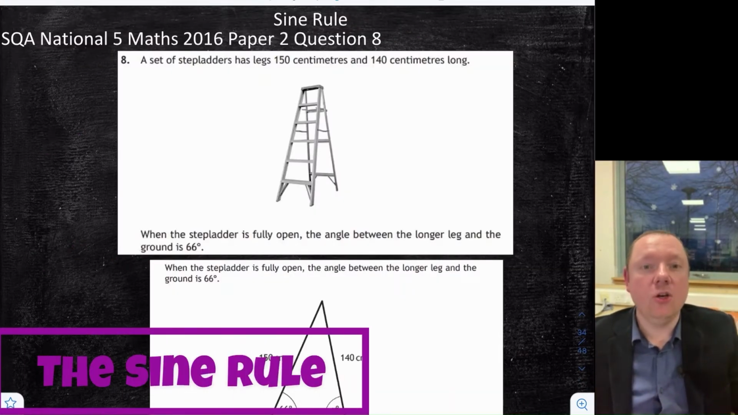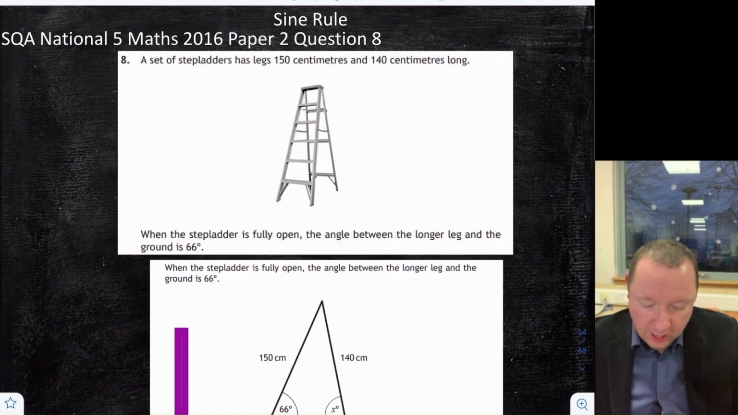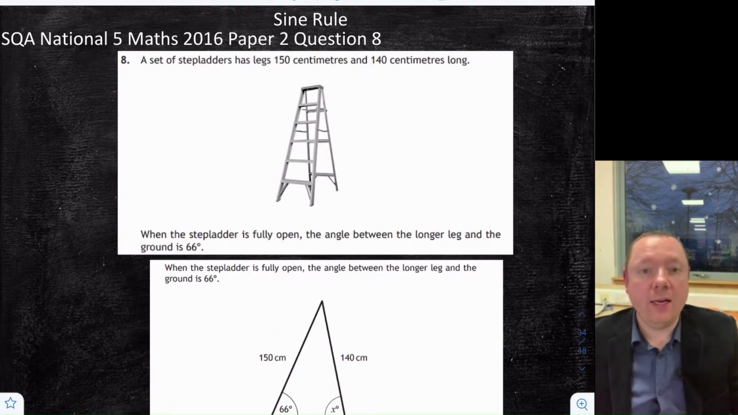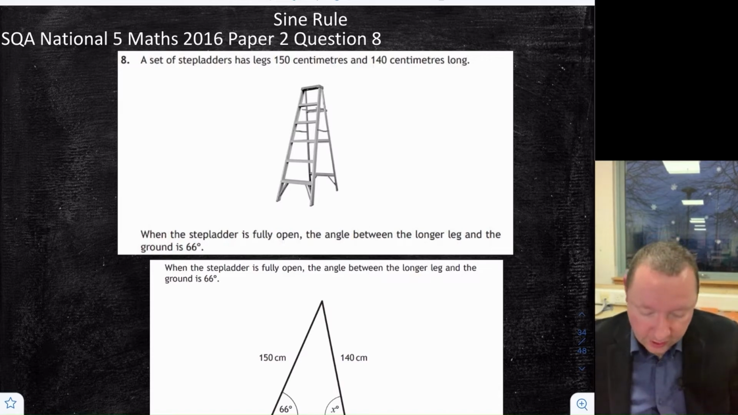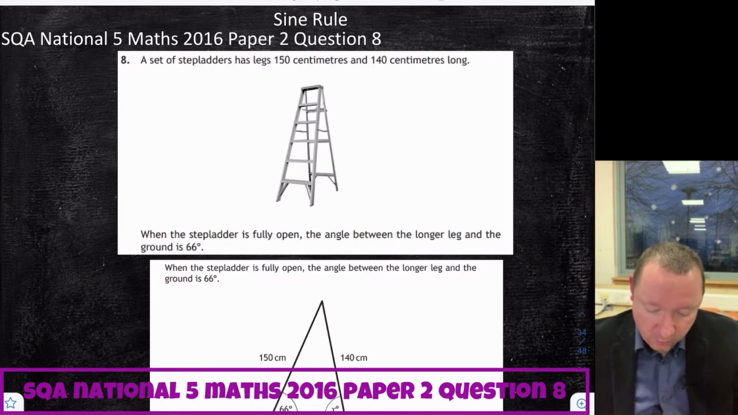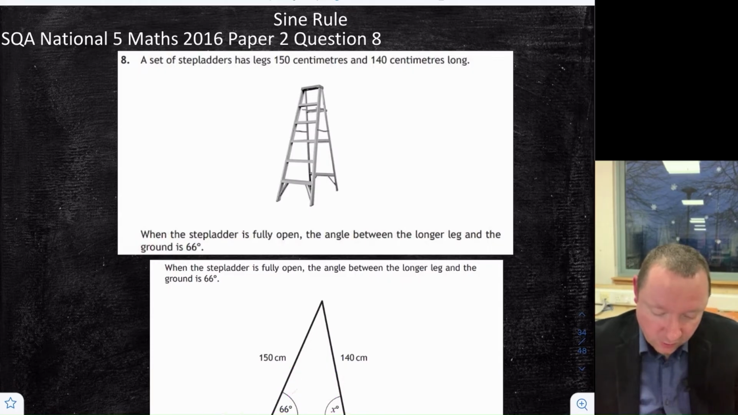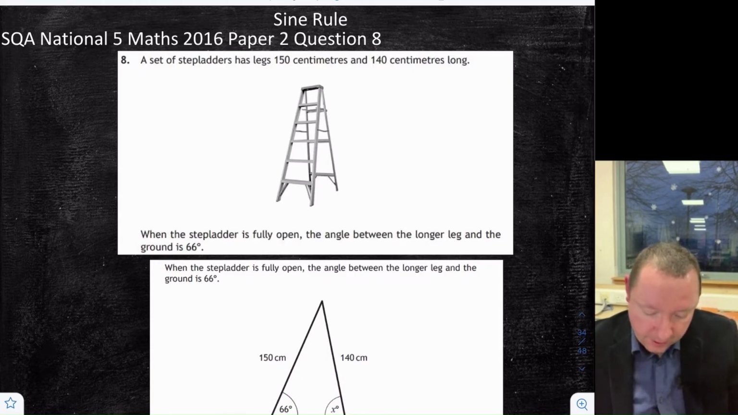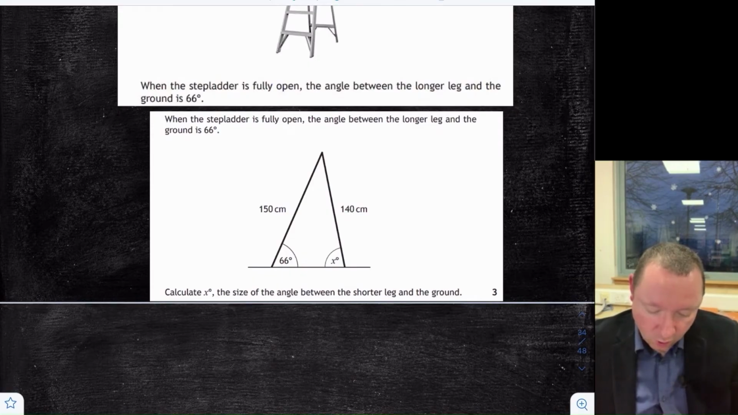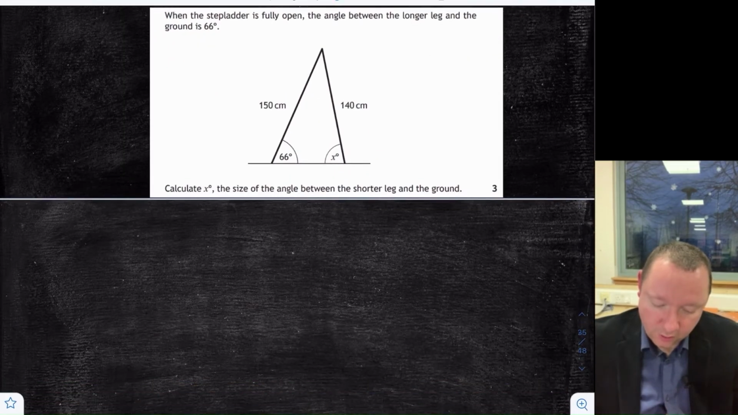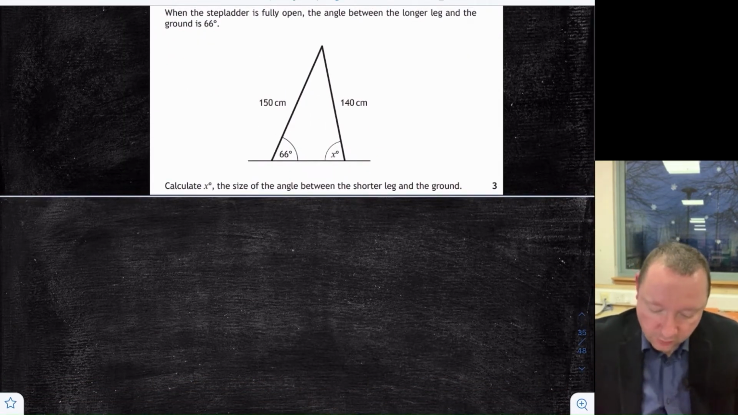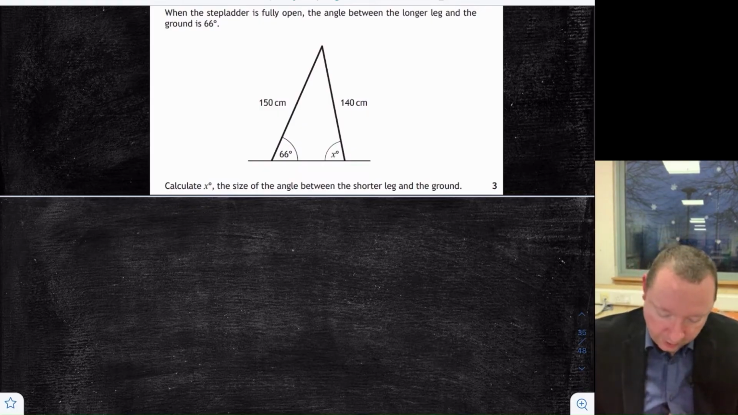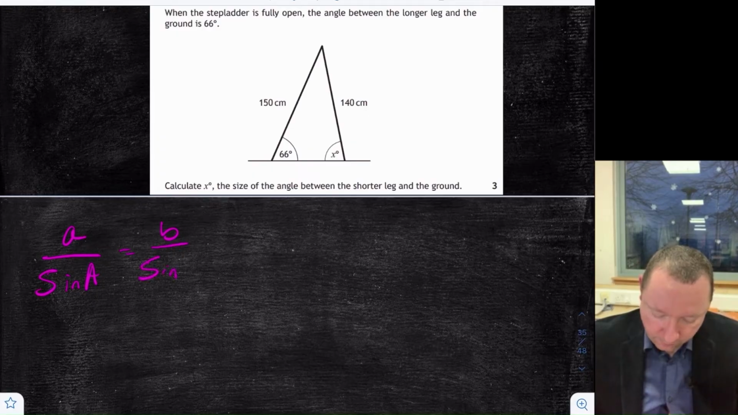Looking at the sine rule first of all. So we're going to look at a few National 5 questions and get into it straight away. A set of step ladders has legs 150 by 140, SQA National 5 Maths 2016, Paper 2, Question 8. When the step ladder is fully open, the angle between the longer leg and the ground is 66. Calculate the angle x, which is shown here. So we really don't need this picture. So a reminder of the sine rule from the start of the exam paper: a over sine A equals b over sine B equals c over sine C. You can just copy that.